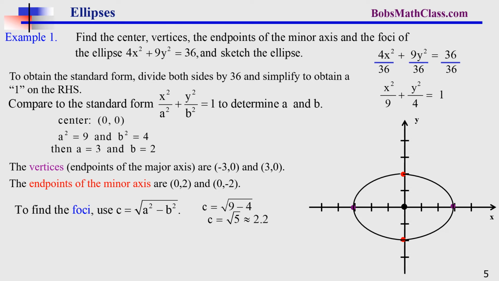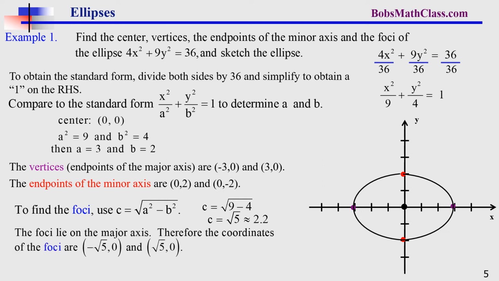So 9 minus 4 is 5, and the square root of 5 is approximately 2.2. We need to get a decimal approximation because you have to count 2.2. So from the center, count 2.2 to the right and 2.2 to the left, and then plot your points. It's less than 2.5, so just get kind of close. So 2.2 to the right, 2.2 to the left.